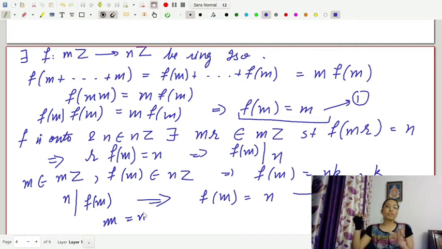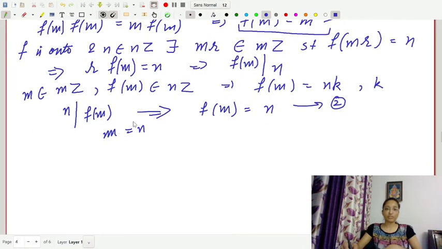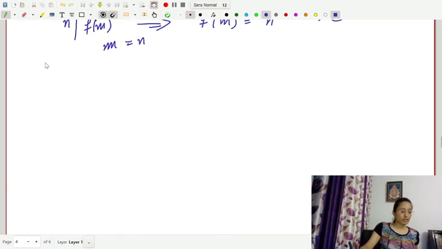अगर हमारे पास कोई भी रिंग आइसोमॉर्फिज्म from mZ to nZ exist करती है तो उस केस में m should be equal to n. ऊपर वाले केस में 2Z 3Z था, 2 is not equal to 3, that's why हमारे पास कोई भी रिंग आइसोमॉर्फिज्म नहीं exist करती and they are not isomorphic as rings.